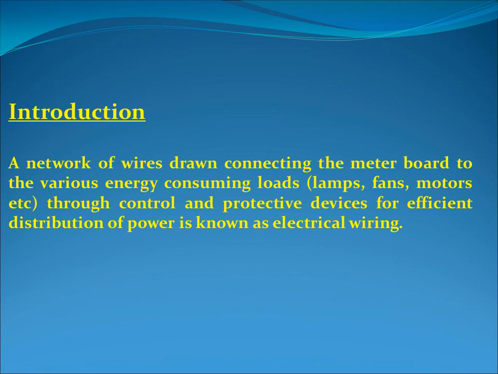So here, domestic wiring, the network of wires drawn connecting the meter board to the various energy consuming loads like lamps, fans, motors through control and protective devices for efficient distribution of power is known as electrical wiring. So it covers how different loads or lamps are connected through the protective devices like fuse and CB for the efficient distribution of the power by using wires. How wires are connected. See, all these topics or all these components we will be studying in this chapter.